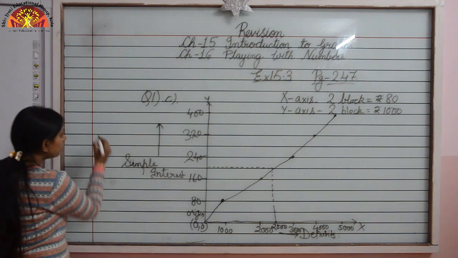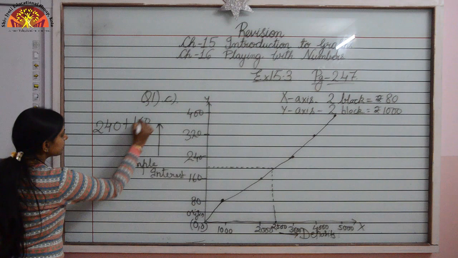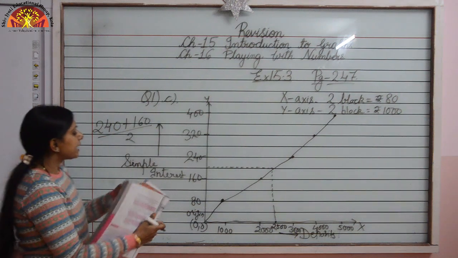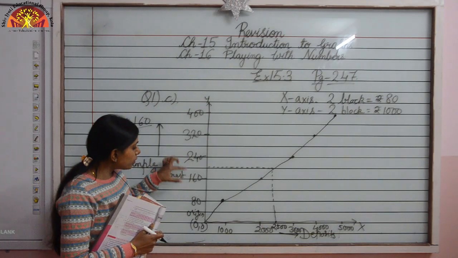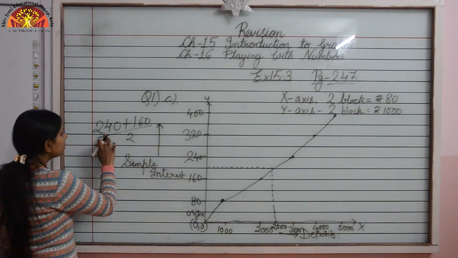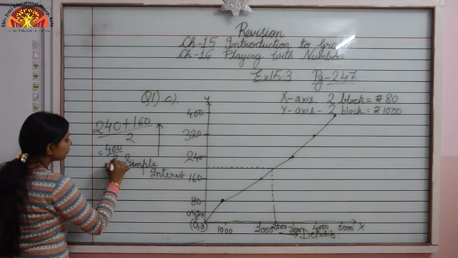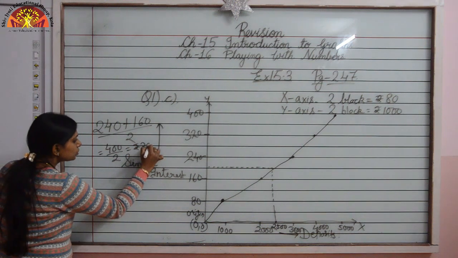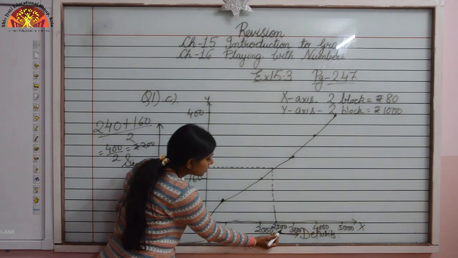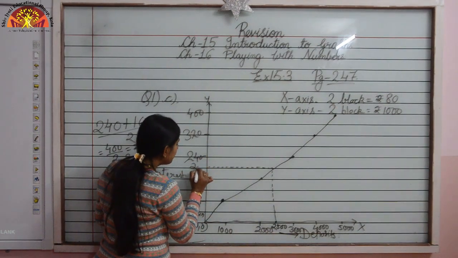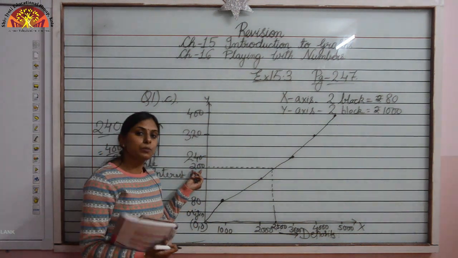How to find the point now? It is (240 plus 160) upon 2, because it lies exactly between 160 and 240. So it will be the midpoint of 160 and 240. How to find it? (240 plus 160) upon 2, which comes out to be 400 upon 2, which equals rupees 200. That means that for a deposit of rupees 2500, the interest would be rupees 200. Is it clear? So your answer is that the simple interest is rupees 200.